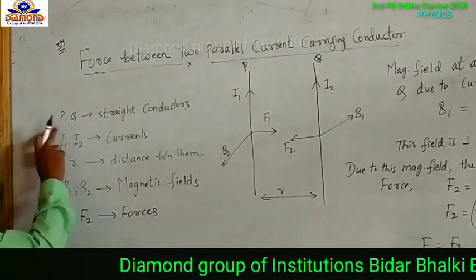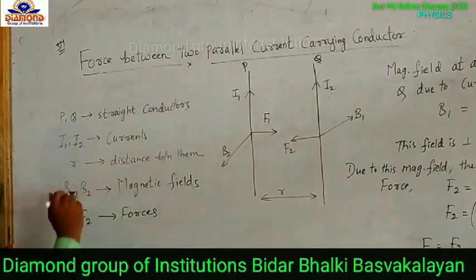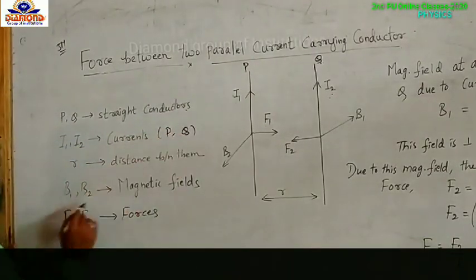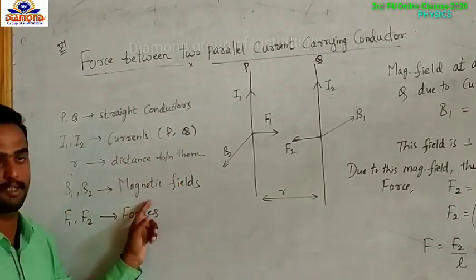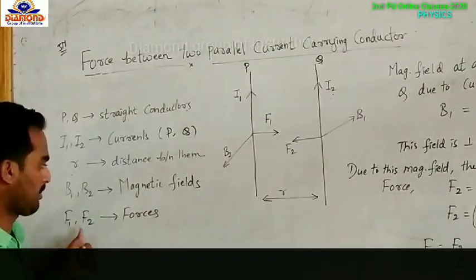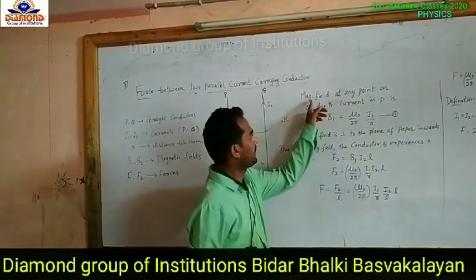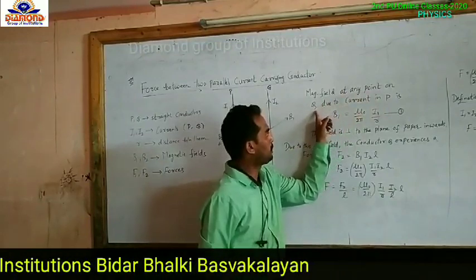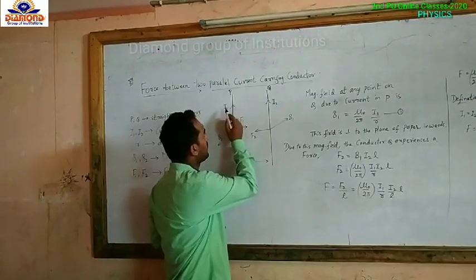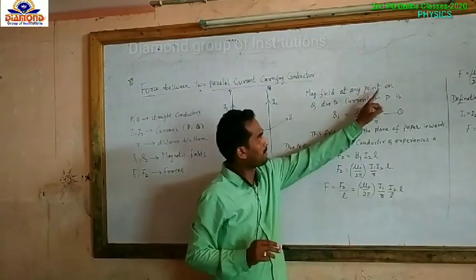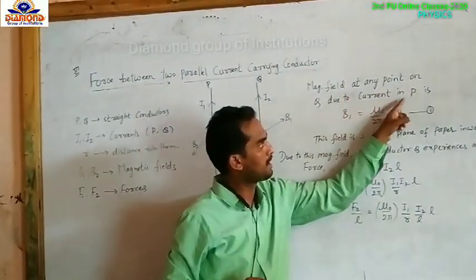P and Q are the straight conductors. I1 and I2 are the currents in the conductors P and Q. R is the distance between the conductors. B1 and B2 are the magnetic fields produced by those currents, whereas F1 and F2 are the mechanical forces developed. Now, the magnetic field at any point on Q due to the current in P, that means the magnetic field produced by the current I1 at a point on Q, is as follows.